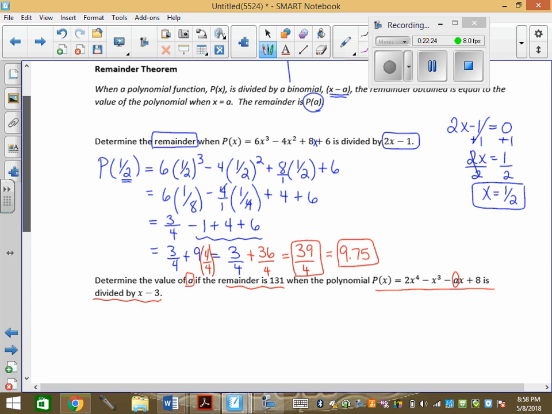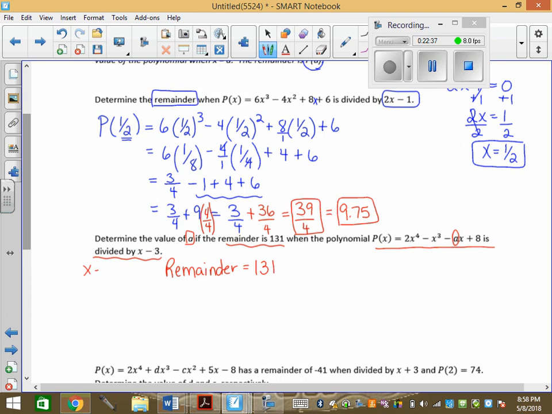If the remainder equals 131, the polynomial is divided by x minus 3. So if it's divided by x minus 3, I set it equal to 0 and solve, and I get x equals 3. So I know that if I go p of 3, and I fill that in, like when I filled in p of half in the previous example, I get the remainder. So when I fill in p of 3, it equals the remainder. I know that.